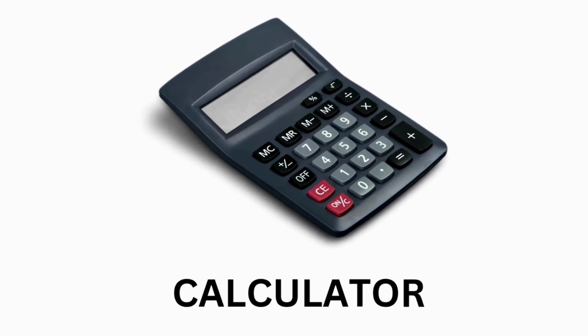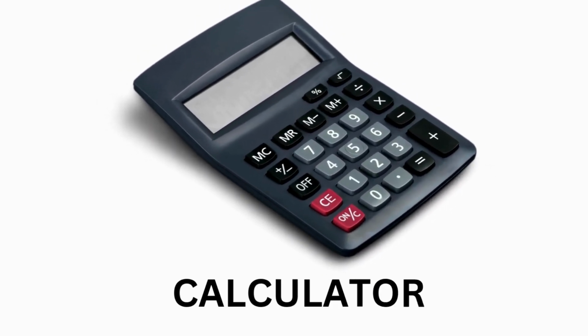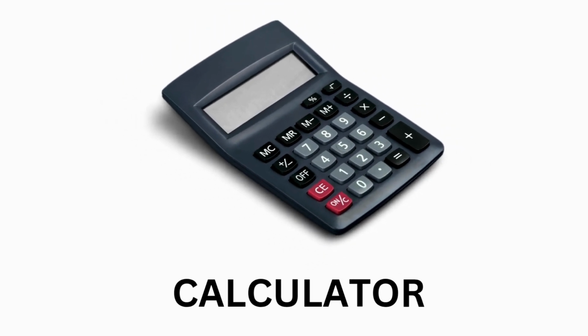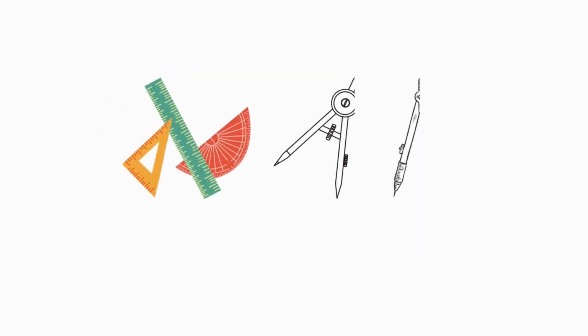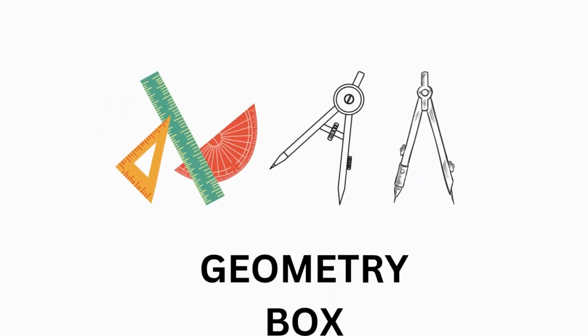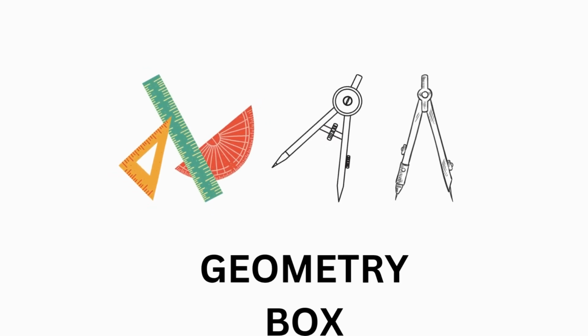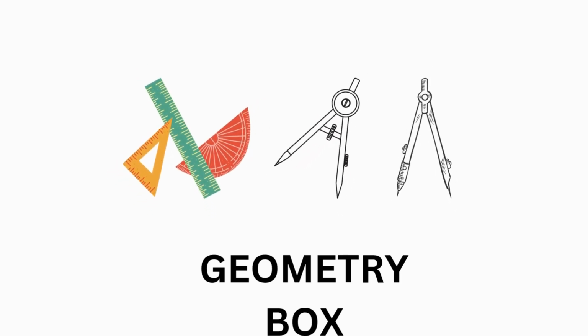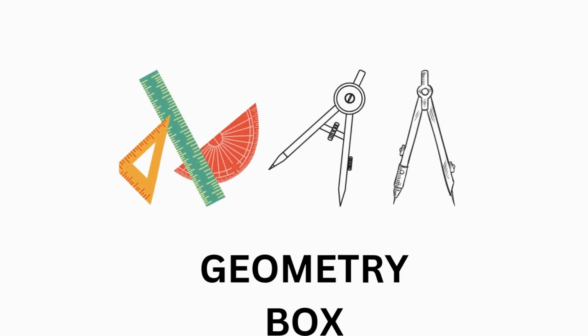This is a calculator. Calculator. We solve sums and math problems with the calculator. This is a geometry box. Geometry box. We keep rulers, compass, set squares, and other tools in the geometry box.